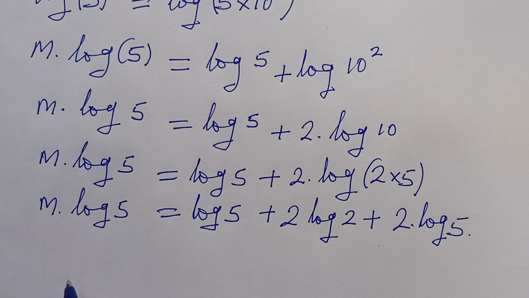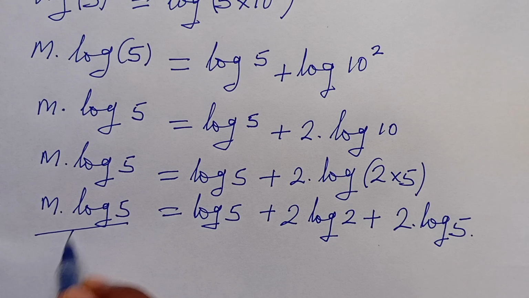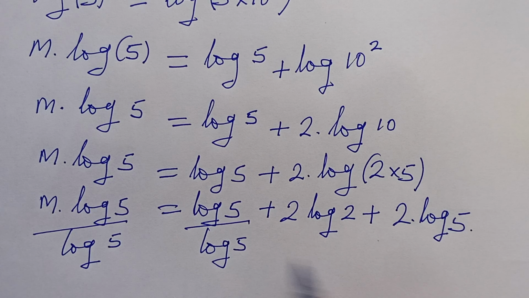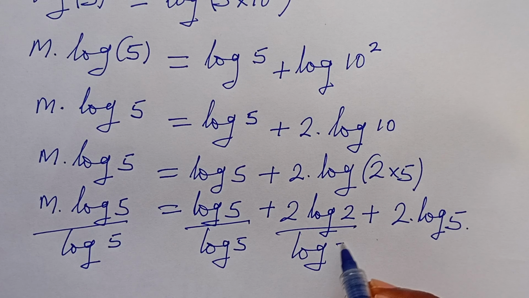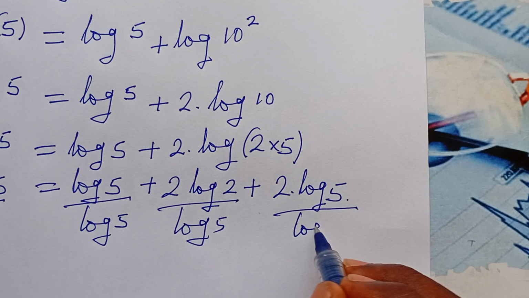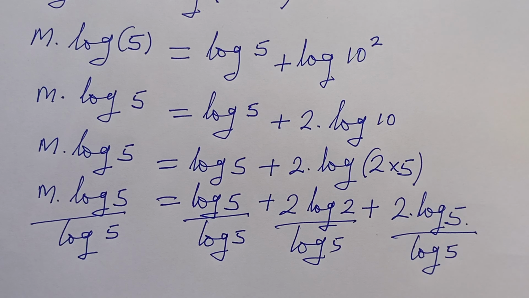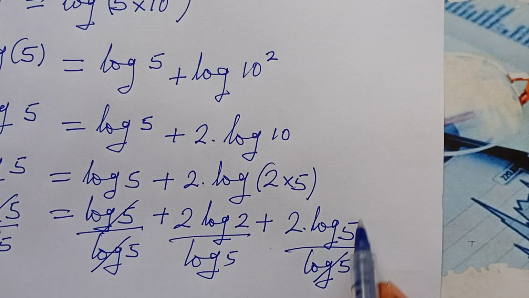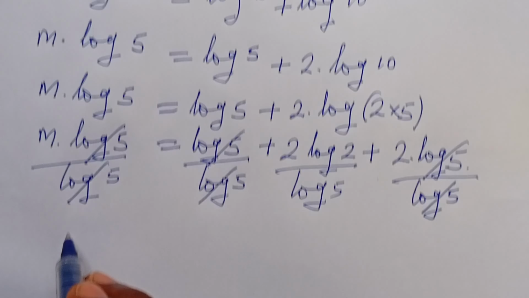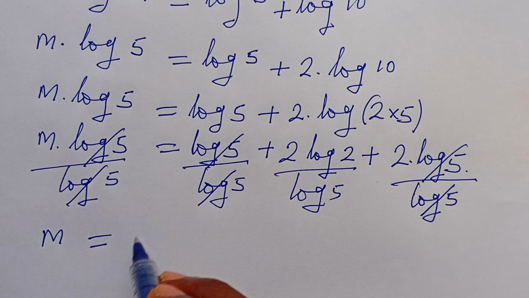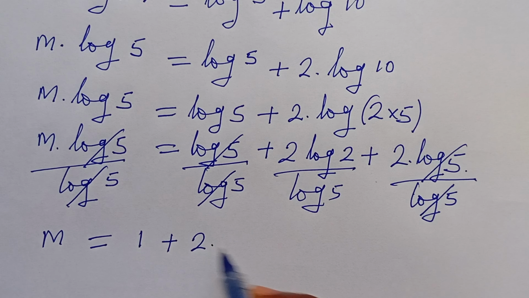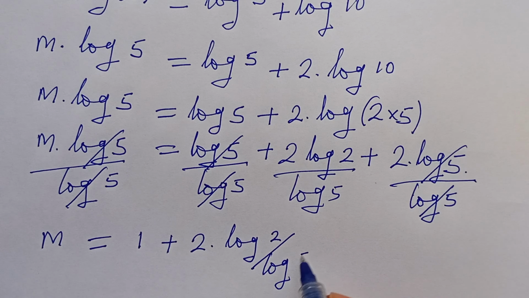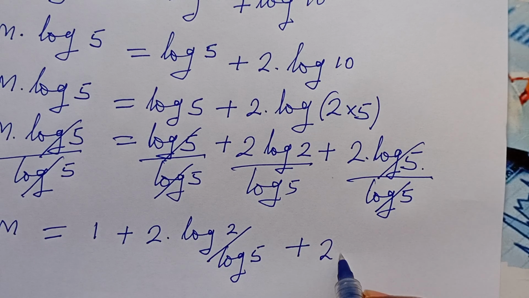So divided through by log 5, we equally divide this by log 5, equally divide this by log 5, and finally, we divide this by log 5. So let's do some cancellation here. So this goes with this, this goes with this, this goes with this. And so we're going to end up having m now equal to 1 plus 2 times the log of 2 all over the log of 5, then plus 2.